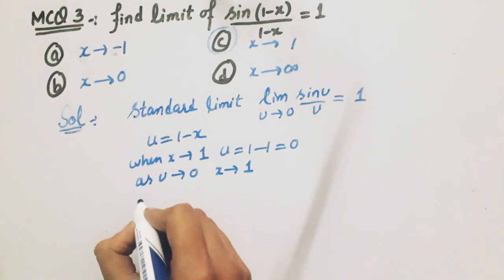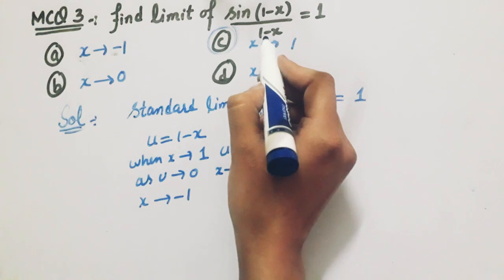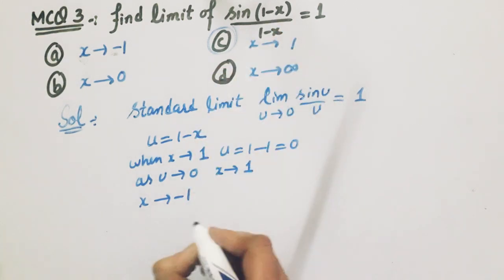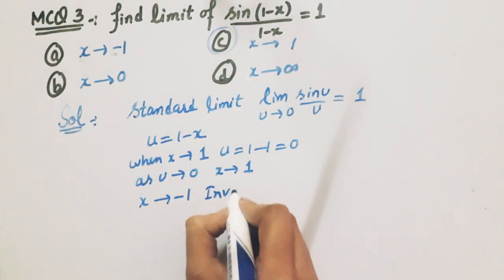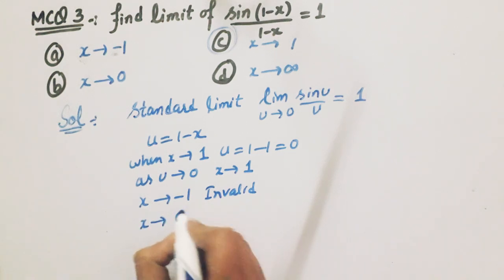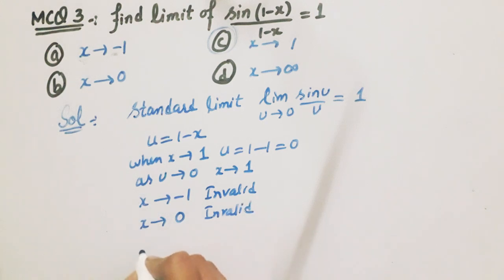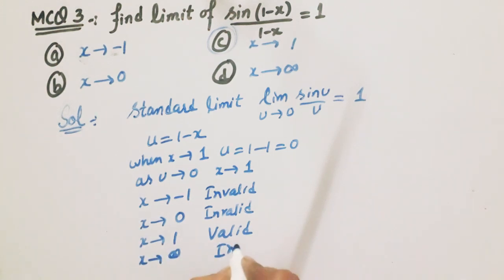When x approaches to minus 1, we will get 2, not equal to 0, so x approaching minus 1 is invalid. And when x approaches to 0, this is also invalid. Only x approaches to 1 is valid, and also when x approaches to infinity, this is also invalid. Now we will solve the fourth MCQ.